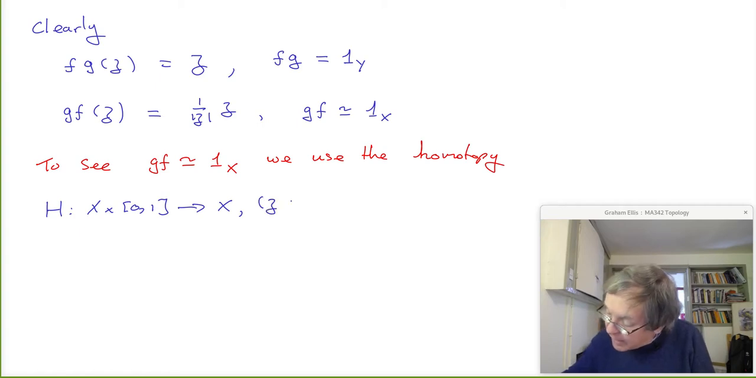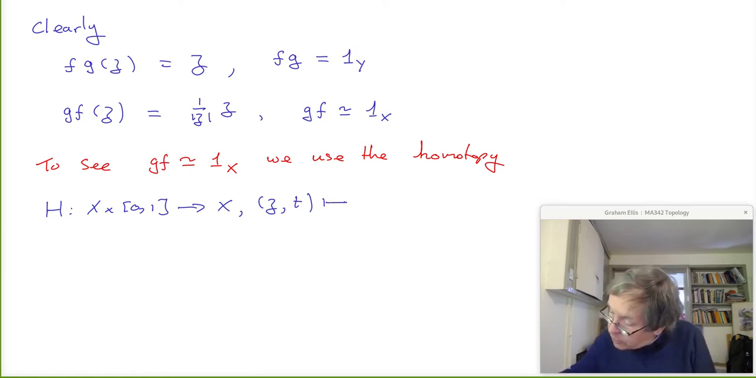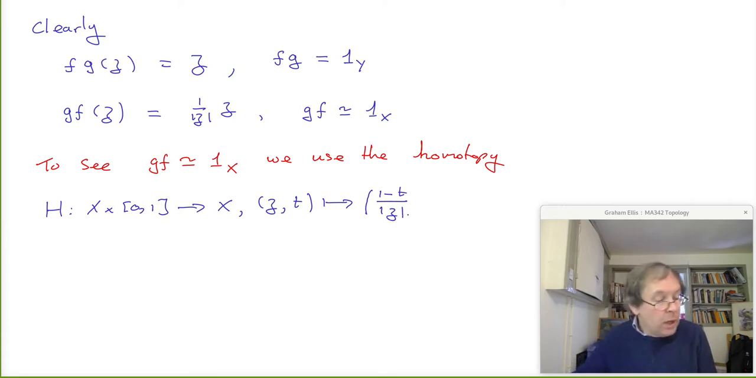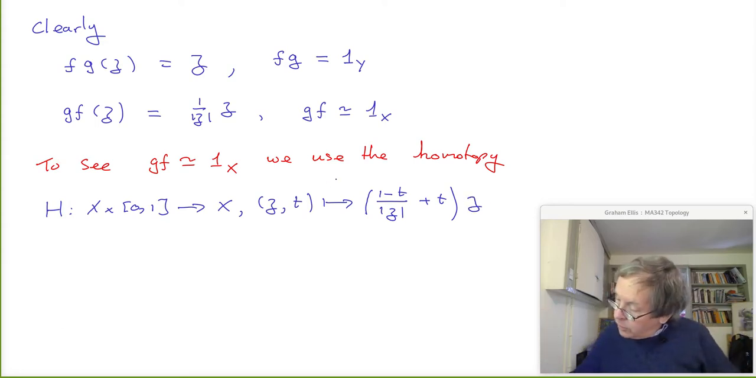So if I take a point Z in X, a non-zero complex number Z, and a point T in the unit interval, so a number T between 0 and 1, I'd better tell you what it goes to. Rather than work it out, I'm going to write down what I know it goes to. It goes to 1 minus T divided by the size of Z plus T. What I've written in those brackets is just a real number. It's 1 minus T, whatever T is, divided by the modulus of Z, which is non-zero because Z is a non-zero complex number, plus a real number, so that's just a scalar, times Z. I claim it's a continuous map, because if you change Z just a little bit, and change T just a little bit, then the output changes just a little bit.